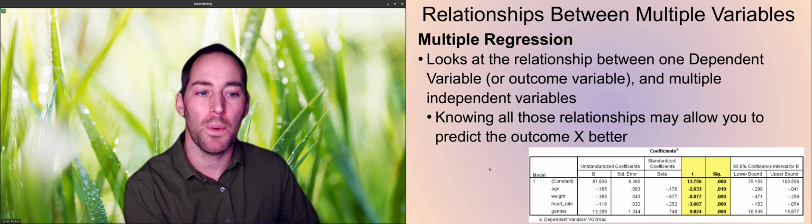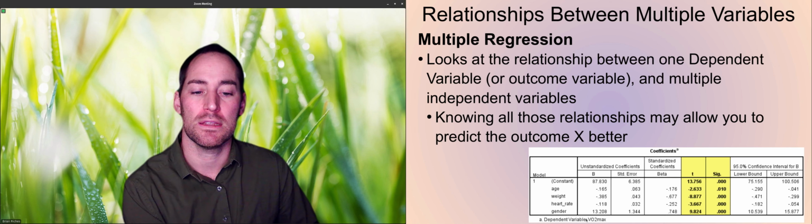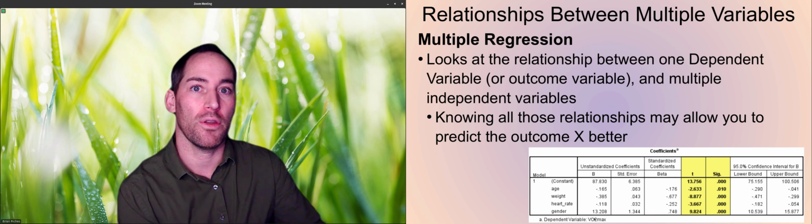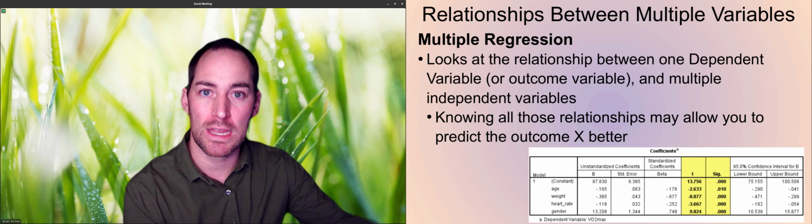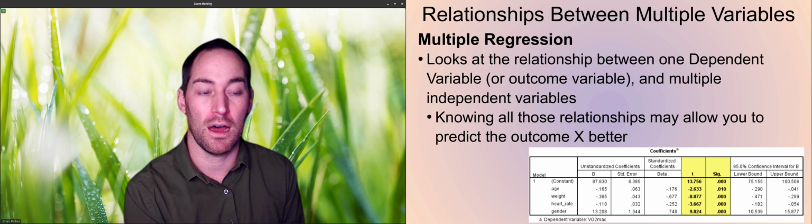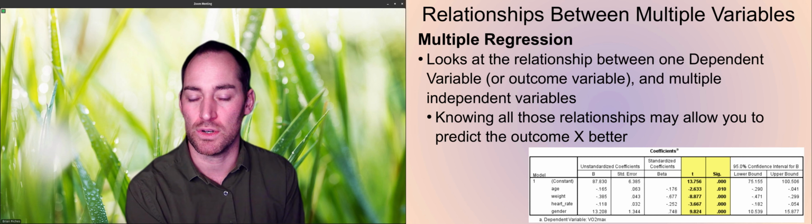So knowing all those relationships might be able to let you predict the outcome variable better. So might be able to let you predict, are the kids going to be acting out today? Am I going to get enough oxygen in my lungs? And so that could be really relevant for some kind of medical procedure, right?